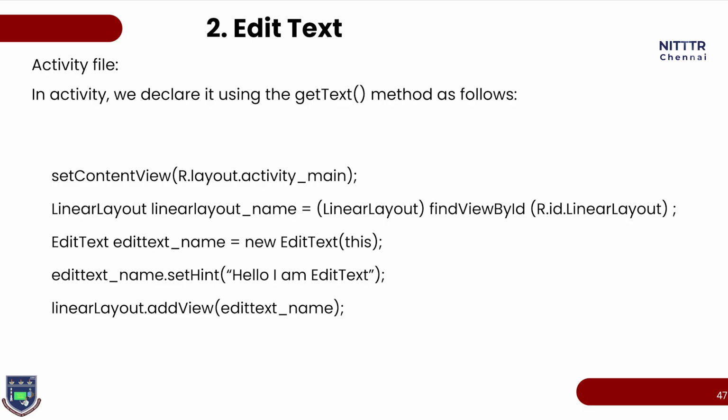Then we have the edit text options. So, here the actual edit text must be given within the bracket. So, this will set the placeholder text inside the edit text, which is equivalent to android:hint equal to "hello, I am edit text" in XML. Then we have linearLayout.addView. So, this line adds the newly created edit text to the linear layout at runtime. So, without this, the edit text would exist in memory but not be displayed.